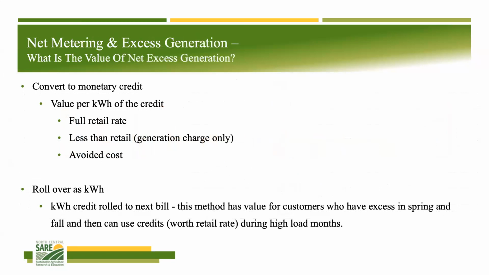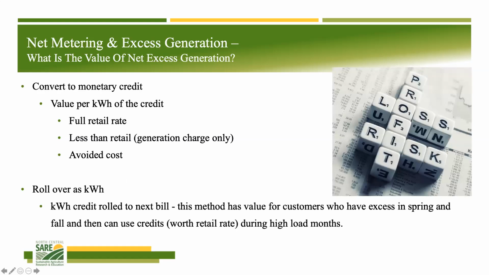Just kind of a final slide on net metering. You know, typically, it's going to be converted to a monetary credit. That could be full retail rate, generation only, or avoided cost. In rare cases, if you do have a net metering rule where they're allowing you to roll over any excess generation as a kilowatt hour, that's certainly going to be a good policy and something that I think you'll find favorable results as you do the modeling to see how that project will perform from a financial perspective.